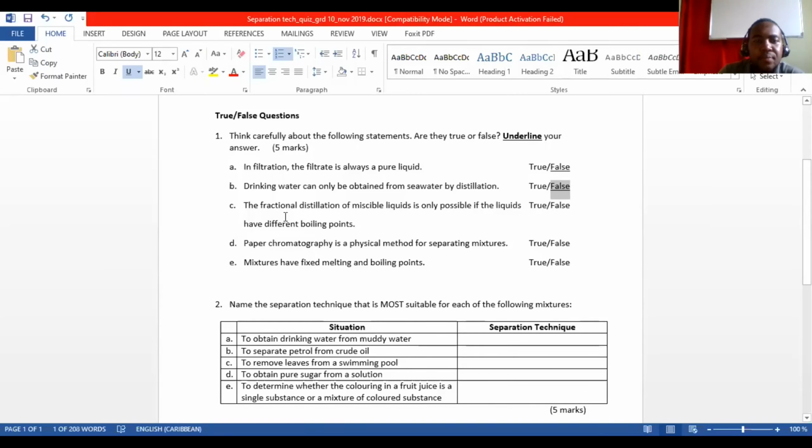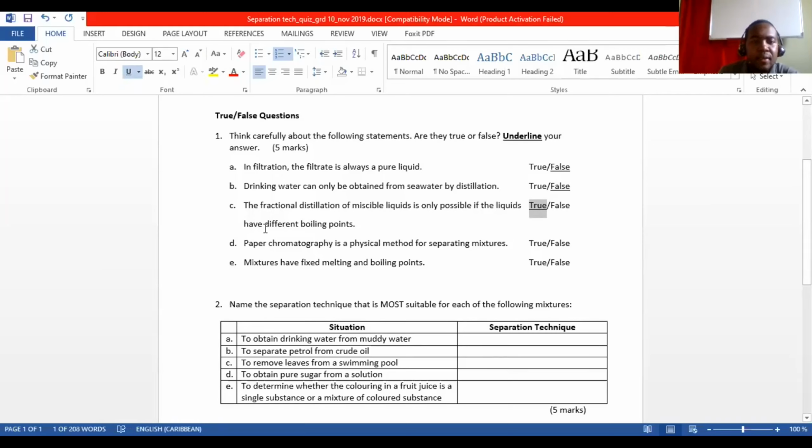C, the fractional distillation of miscible liquids is only possible if the liquids have different boiling points. What it's saying is that we can only separate miscible liquids if their boiling points are different during fractional distillation. One person says true, and that's true. For them to separate, they have to have a slight difference in their boiling points.